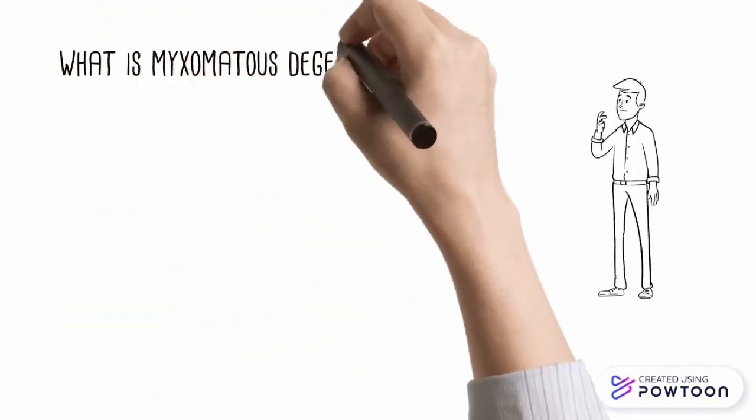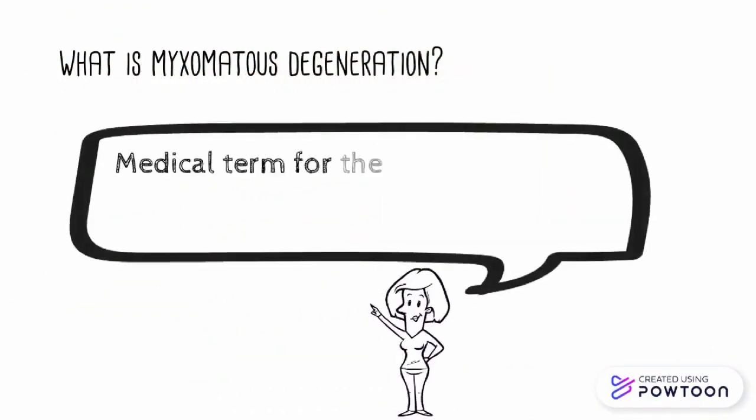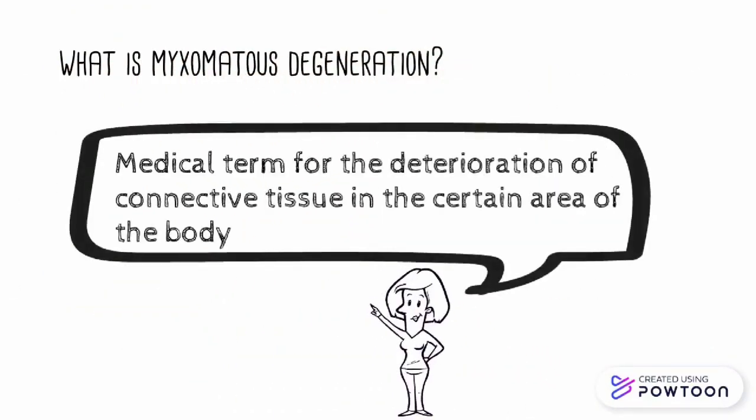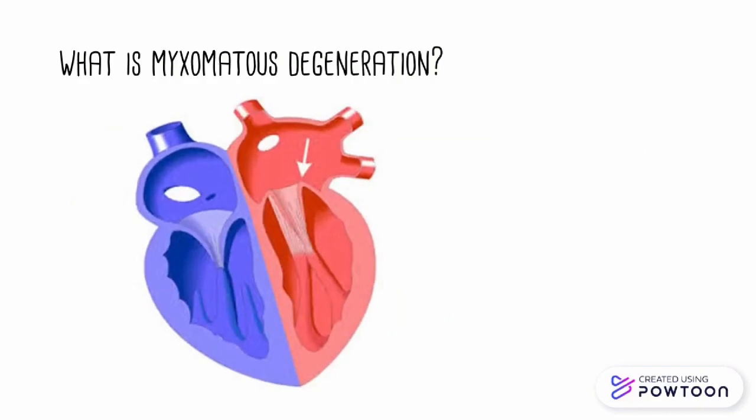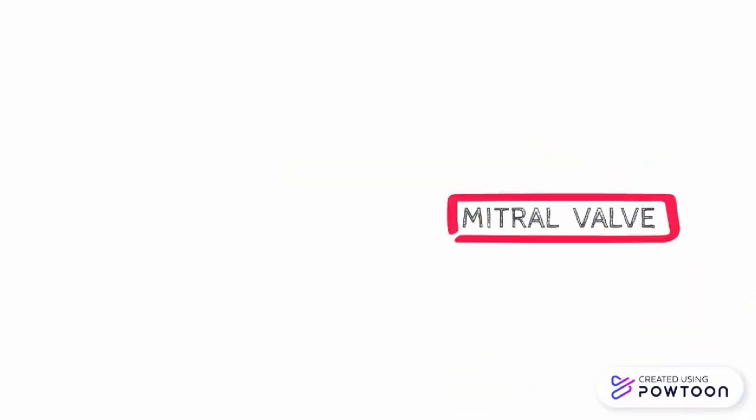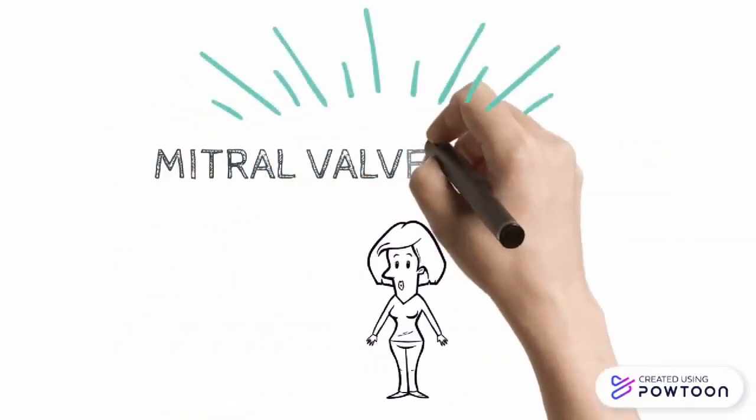So what is myxomatous degeneration? Myxomatous degeneration is a medical term for deterioration of the connective tissues in a certain area of the body. It usually affects the heart's valves, particularly the mitral valve. Myxomatous degeneration is also described as a mitral valve prolapse.